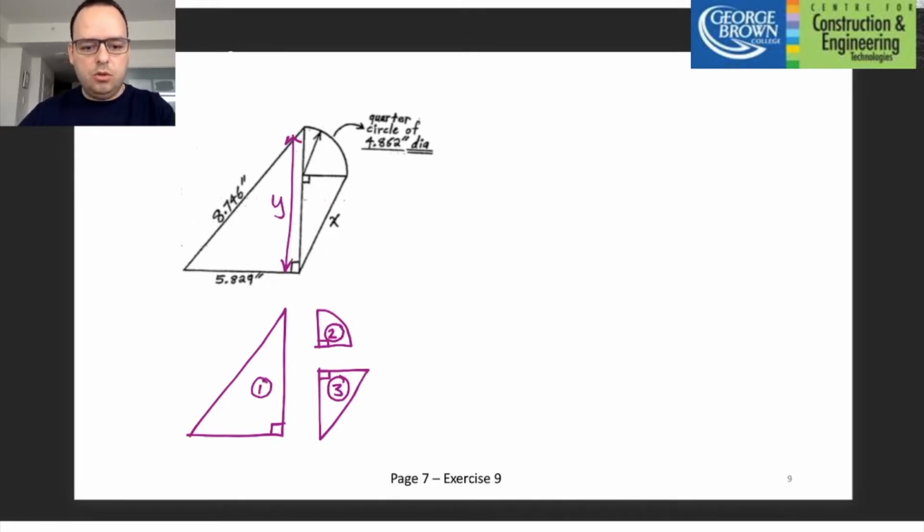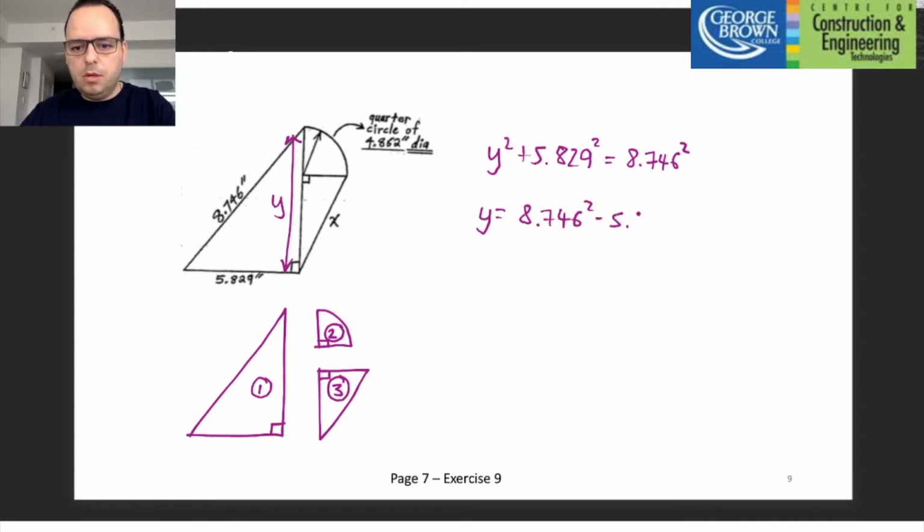So is y the longest side on triangle number 1? Well, no. 8.746 is, because that is the hypotenuse. So we would have y squared plus 5.829 squared is 8.746 squared. I have that backwards. That's not cool. Let's fix that. So I'll use a similar strategy as before. I'll move over the 5.829. And I will take a square root. This is something that you can type all together on your calculator. I have already done that.